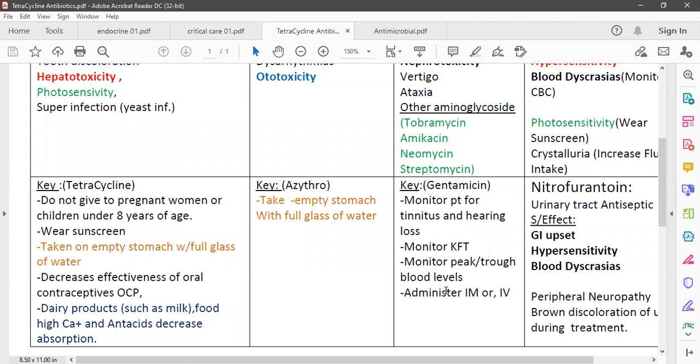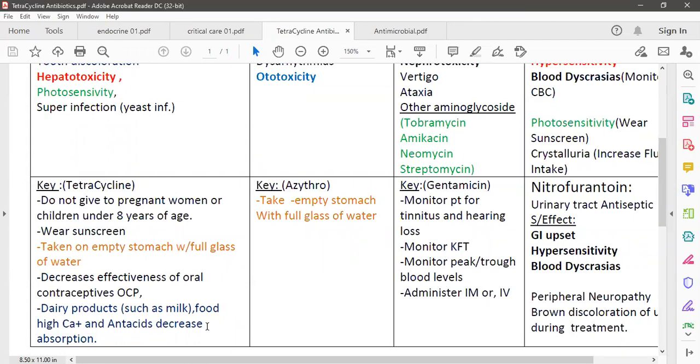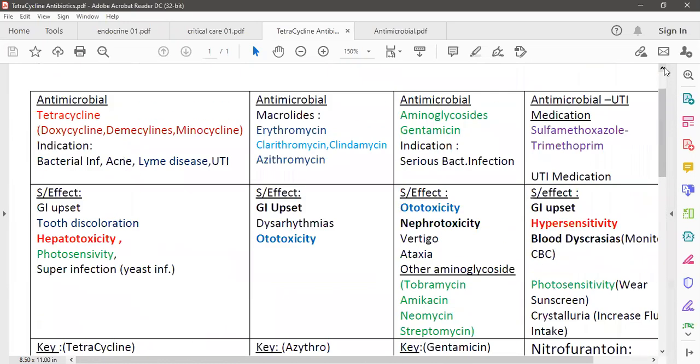Another antibiotic, like tetracycline, we will not give during pregnancy as well, right? And also it is very important, if the patient develops any kind of toxicity because of aminoglycoside, we give them an antidote. The antidote is called calcium gluconate. Calcium gluconate is the antidote of aminoglycoside, right?